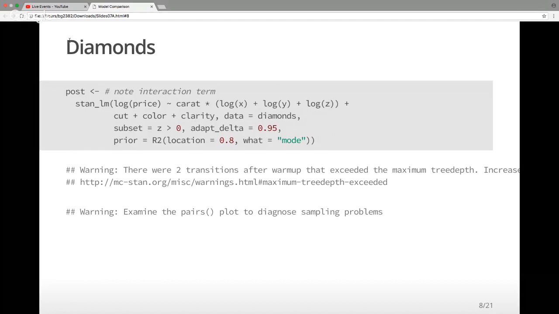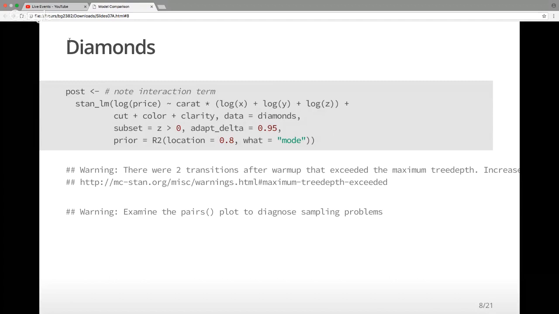So if we go back to this diamonds example, remember we used stan_lm to estimate a model. We had the number of carats, all in log form, interacted with the size of the diamond. We had some other variables for cut and color and clarity, things like that. I used a prior mode of 0.8 when we did this the first time. And here I specified adapt_delta is 0.95, and that resulted in a step size that was not too small, but it resulted in 2 of my 4,000 iterations hitting up against the maximum tree depth.